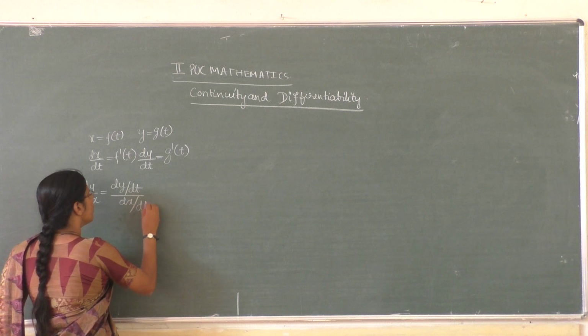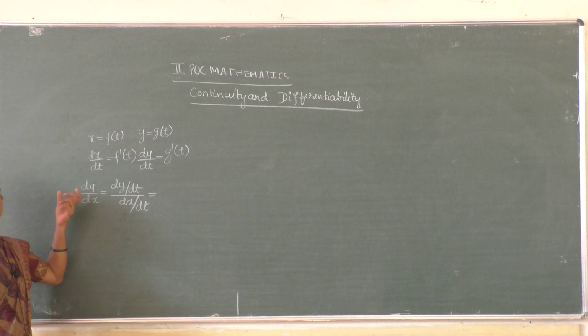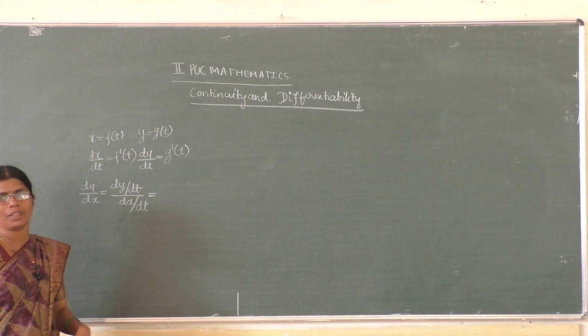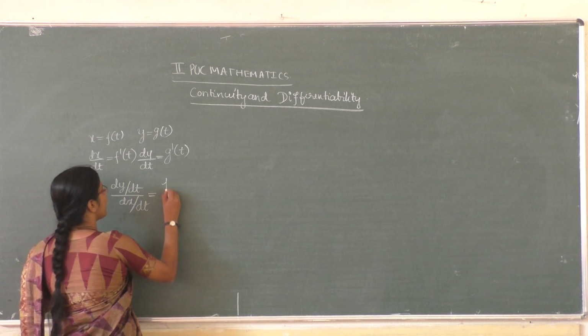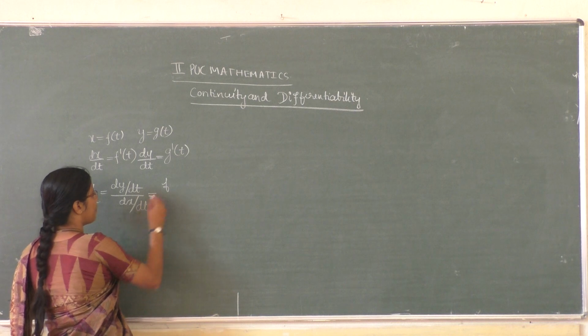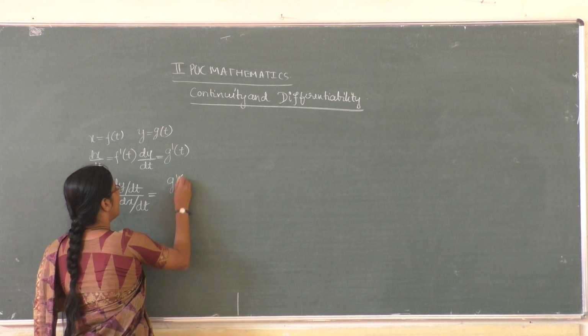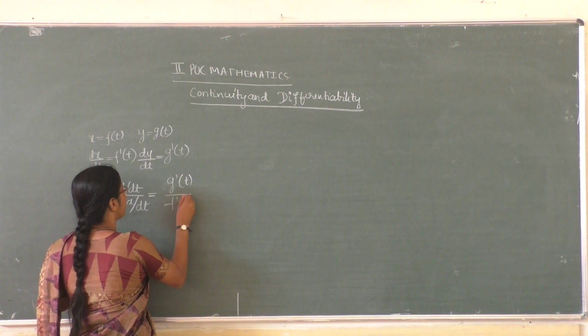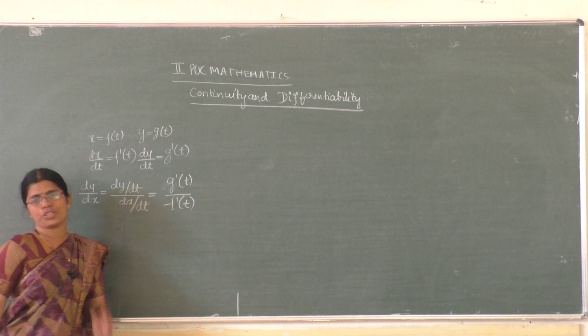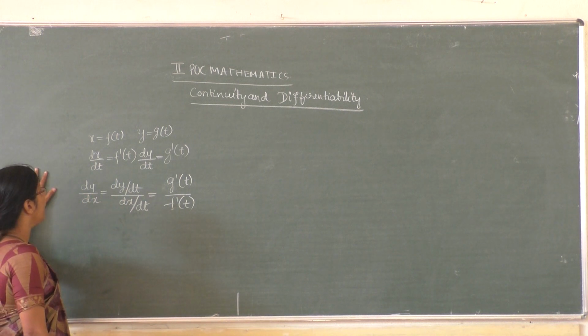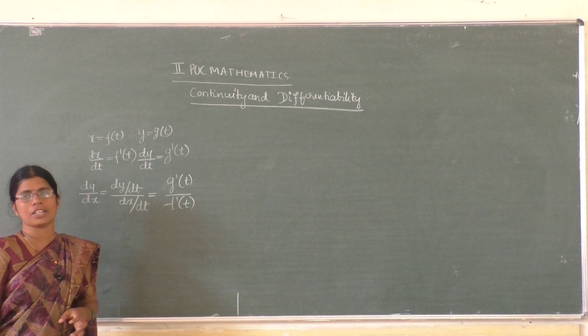So when we are writing the quotient, always you have to remember one thing, that the denominator is not equal to 0. So dy by dt divided by dx by dt, that is g dash of t divided by f dash of t. Here f dash of t is not equal to 0. That is the derivative of a parametric function.